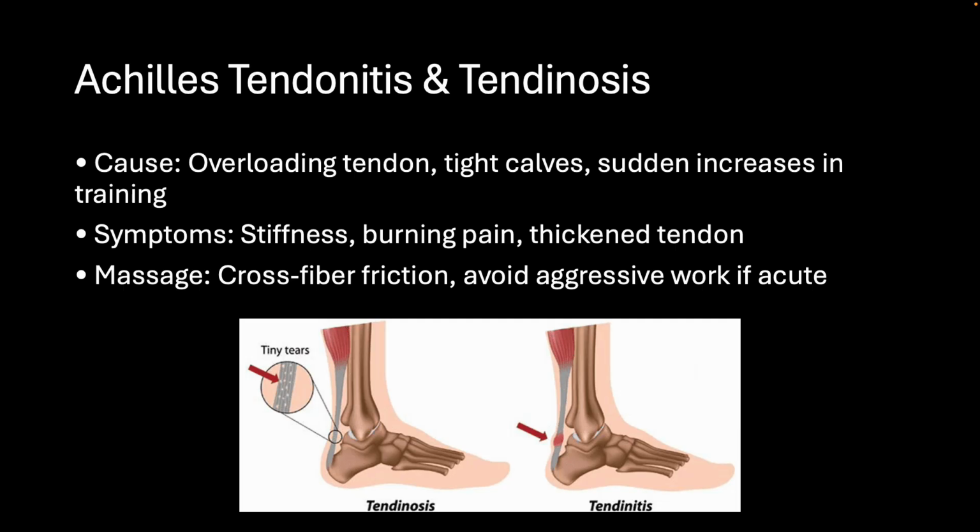Achilles tendonitis or tendinosis. What's the difference? Okay, so the cause is, again, overloading the tendon, tight calves, increase in training. So maybe the person went from 0 to 100 real quick. Maybe they're training for a marathon or something like that. So tendinosis is where you have the tiny tears, and tendonitis is where you have inflammation. This would cause stiffness or burning pain. Sometimes the tendon will become thickened because it's repairing those tears. Remember, scar tissue is a thing.